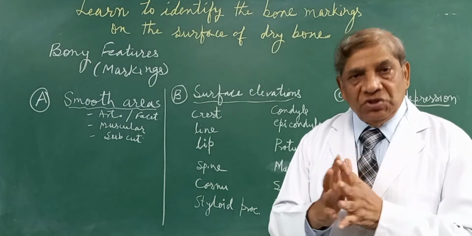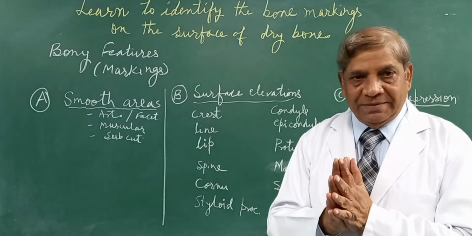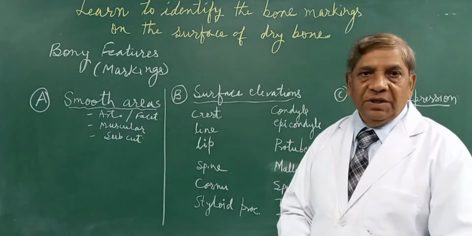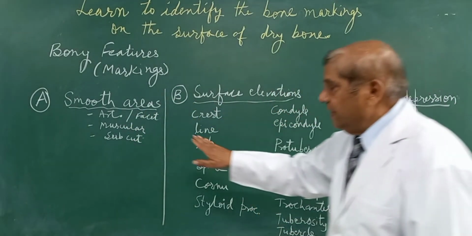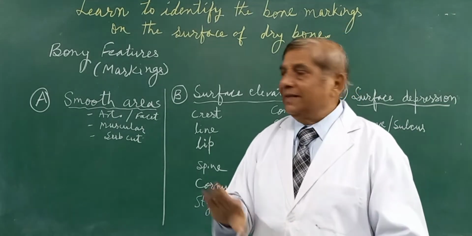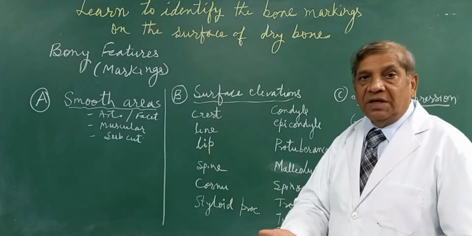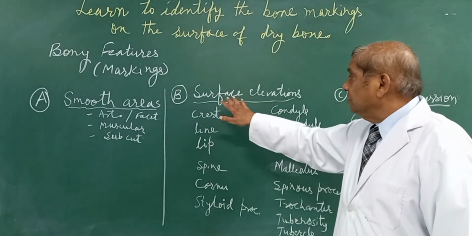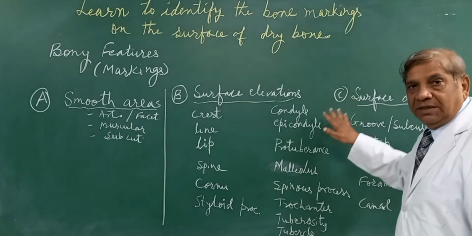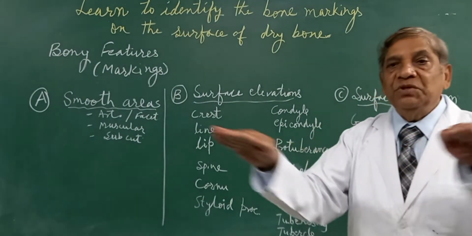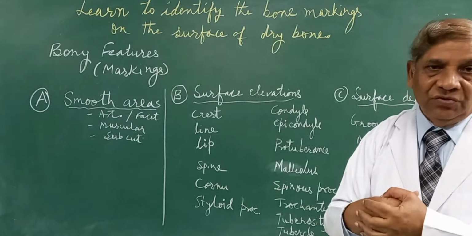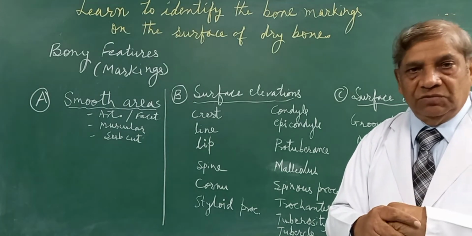Today I will teach you which markings are found on the surface of the dry bone and what names they are given. Very broadly speaking, we may classify these bony markings into three categories. First, there may be markings which are smooth on the surface of the bone, the smooth areas. Second, there are elevations, the upward projections from the surface of the bone, called surface elevations. Third, there are surface depressions. Elevations and depressions both occur in various forms.